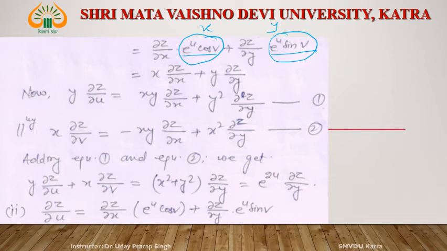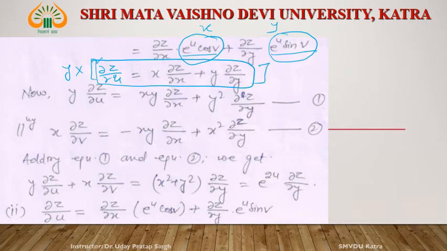Now y del z by del y, that is del z by del u, this is equal to del z by del u. Now multiply this equation by y. Multiplying this equation by y, y del z by del y is equal to xy del z by del x plus y square del z by del y, right? This is equation number 1. Similarly, x del z by del y is equal to this term.